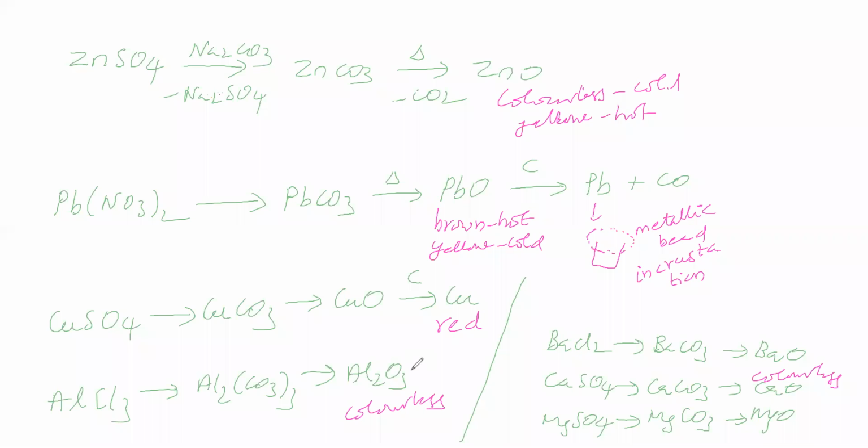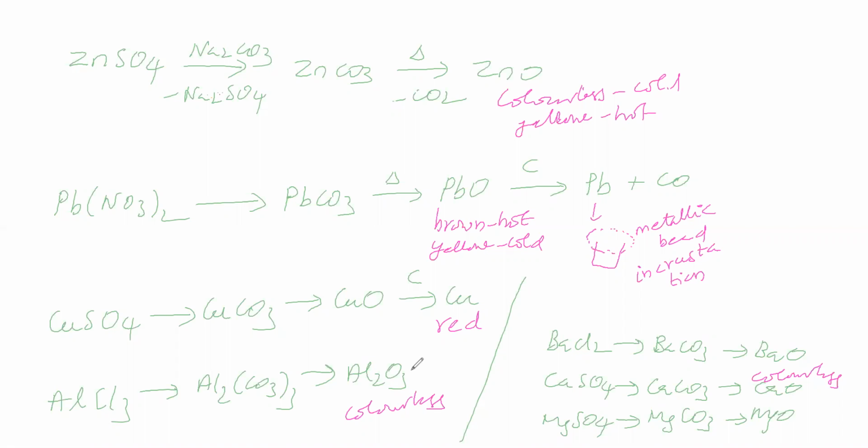Okay. So this is called the charcoal cavity test. In the charcoal cavity test, we convert the given salt into its carbonate. Then the carbonate on decomposition gives metal oxide. The metal oxide undergoes reduction with reducing flame carbon to give a metallic bead. Now, some salts give only metal oxide, some continue up to the metallic bead.